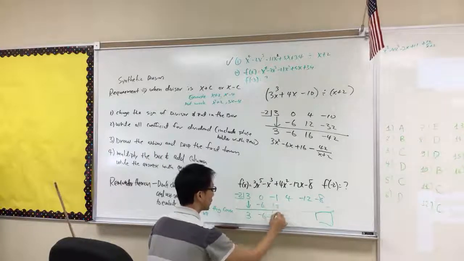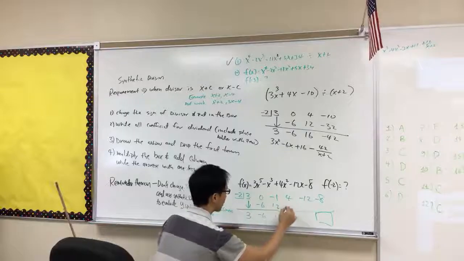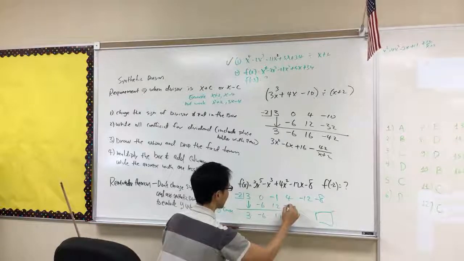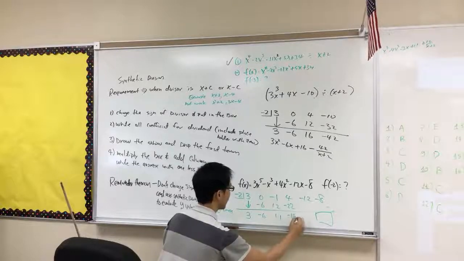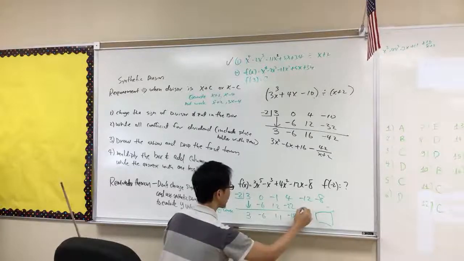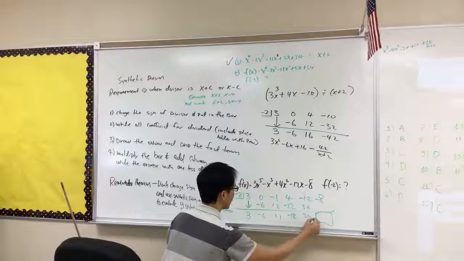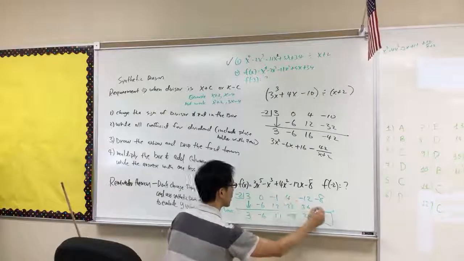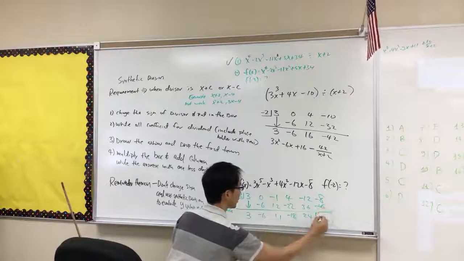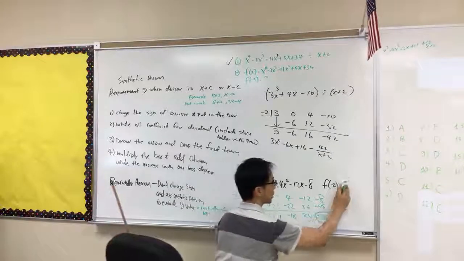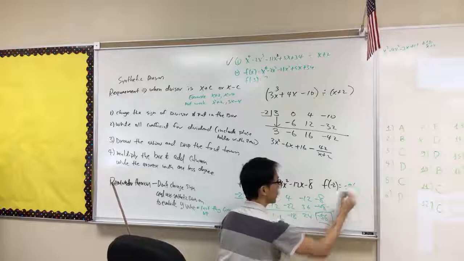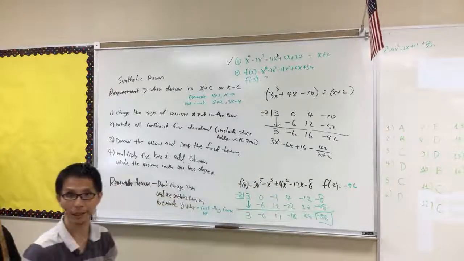This is 12, this is 11, 11 times negative 2 is negative 22, and then that's going to be negative 18. Negative 18 times negative 2 is 36, that's 24. 24 times negative 2 is negative 48. And guess what? Your answer is negative 56. That's it. Your answer is right here, negative 56. It's much quicker than the way that you plug in.